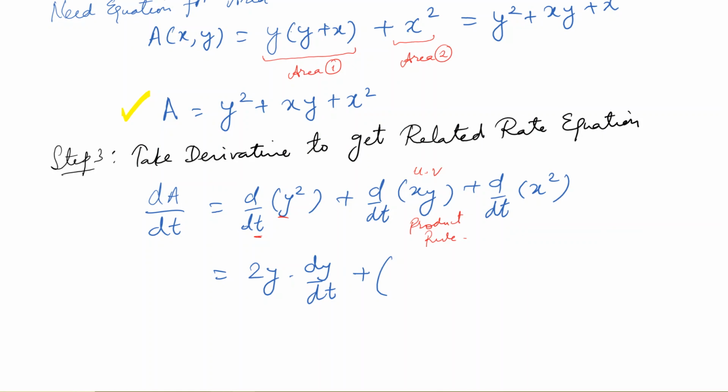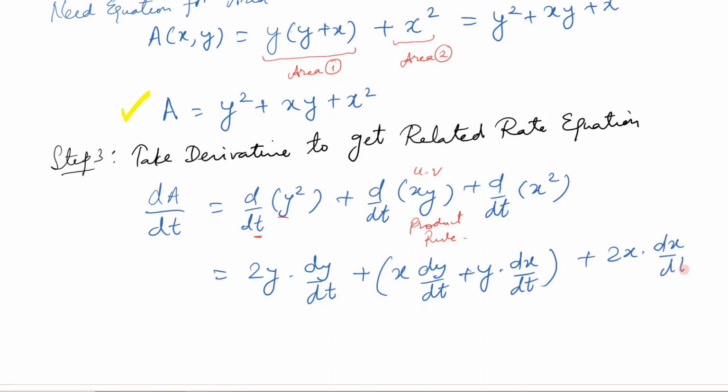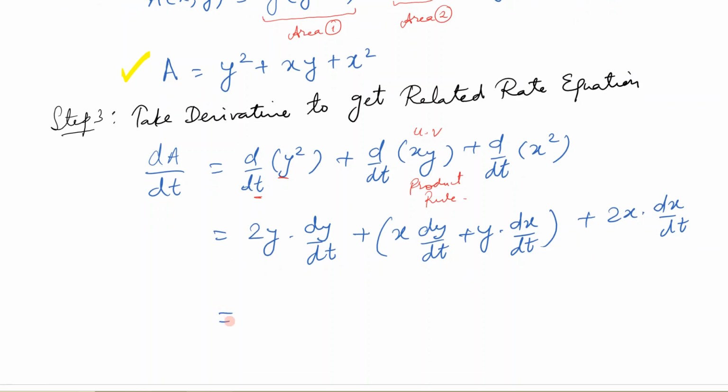That will give us x as it is times the derivative of y with respect to t, plus y as it is times the derivative of x with respect to t. And for the last one, again, we're going to use the power rule. So 2x dx over dt. So let's combine the x terms together. Bring the x dx over dt terms together.